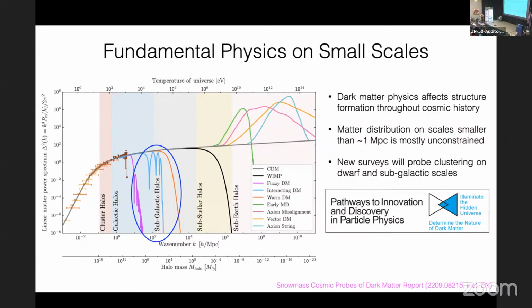Yeah, I think that's an interesting point. I think that some parts of parameter space lend themselves easily to that, and some less so when you're talking about actually measuring the halos directly. But I think it's a good point and worth thinking through.